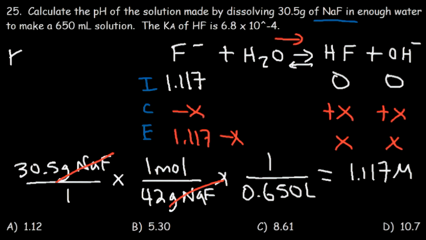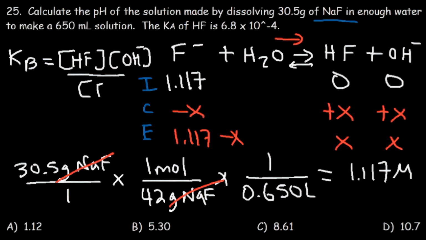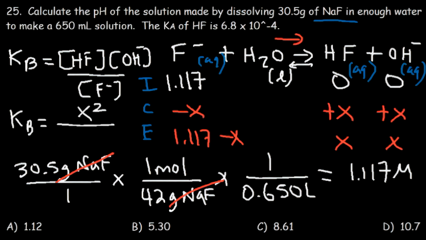Kb is the ratio of the products over the reactants. So the products are HF and the concentration of hydroxide divided by the concentration of fluoride. We don't include water because it's a liquid. Liquids and solids, you should not include in the equilibrium expression. Everything else is in the aqueous phase, which you can include in the equilibrium expression. So in terms of X, Kb is equal to X squared divided by 1.117 minus X.